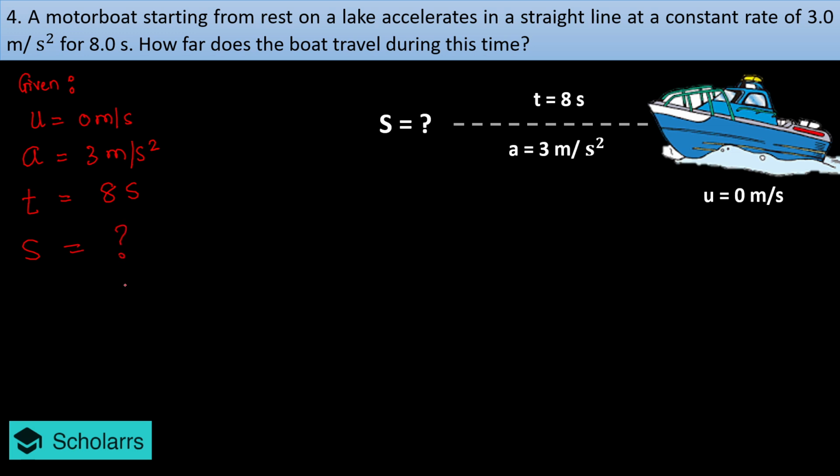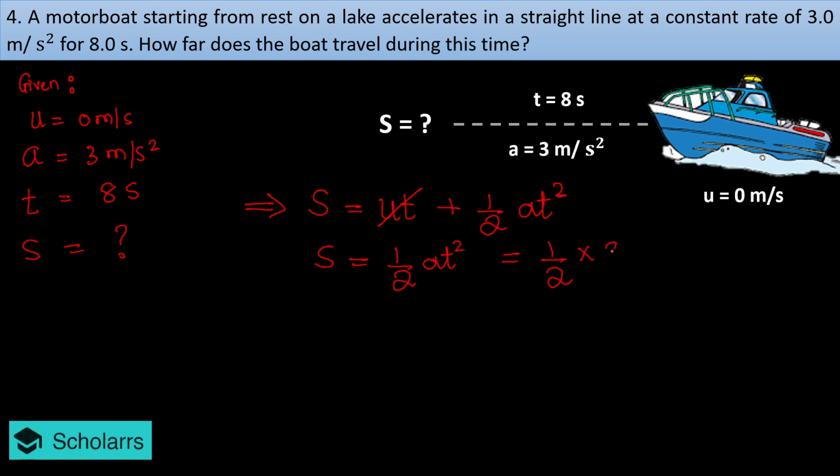So which formula will work? I think the second one, right? Second equation of motion. We can say that s is equal to ut plus half at square, right? What about ut? Initial velocity 0, multiplied with time, it will turn out as what? 0 only. So I can take this as half at square, right? This gets eliminated because of 0. What next? Put the values. Half as it is.